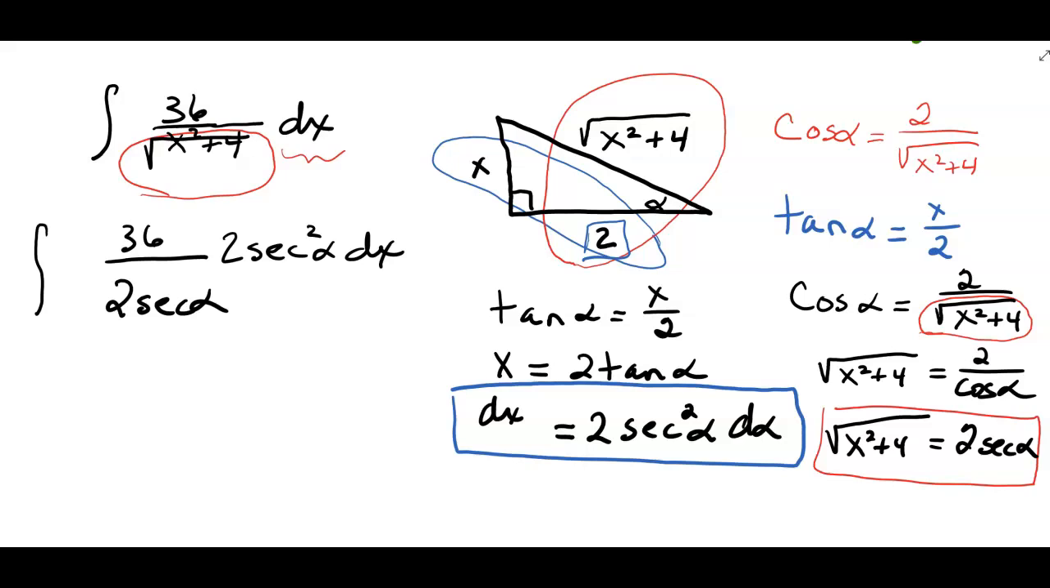I can simplify this. I've got a squared. I've got 2's I can get rid of. I can get rid of this whole secant and that squared. So what does that leave me with? Integral 36 secant alpha, and sorry, I accidentally wrote dx up there. It's d alpha.